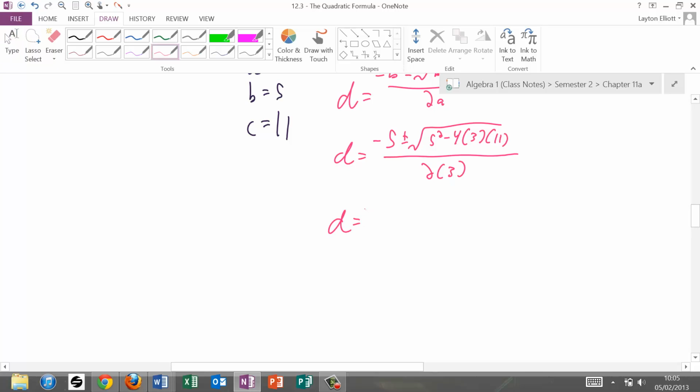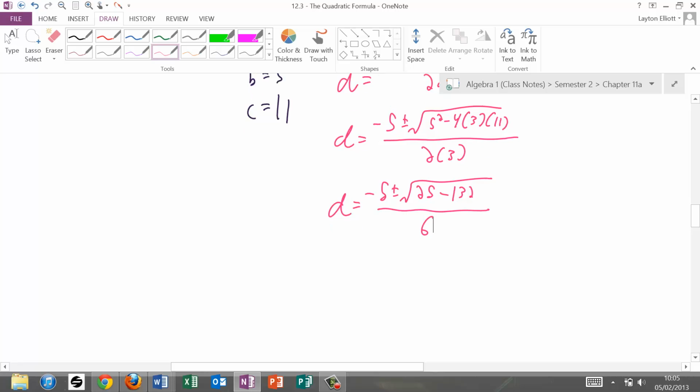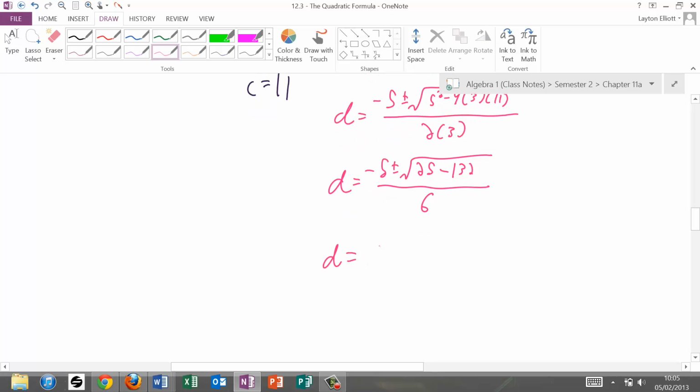D equals opposite of 5 plus or minus the square root of 25 minus 12 times 11 is 132 all over 6. That simplifies D equals opposite of 5 plus or minus the square root of 25 minus 132 is negative 107. Is that right? Yes. All over 6.